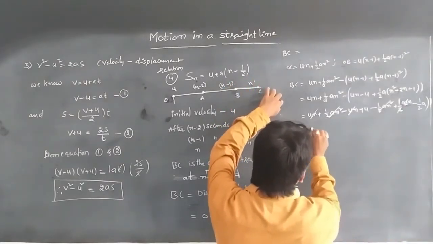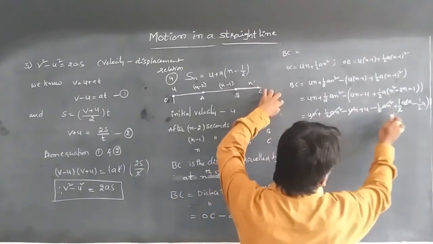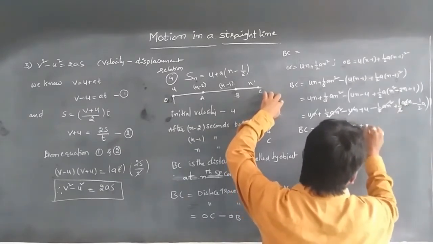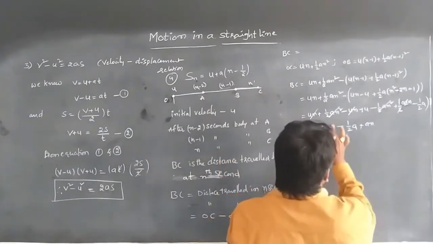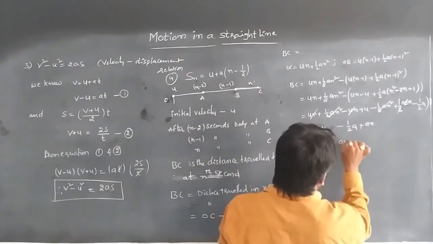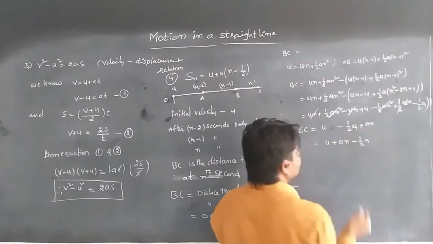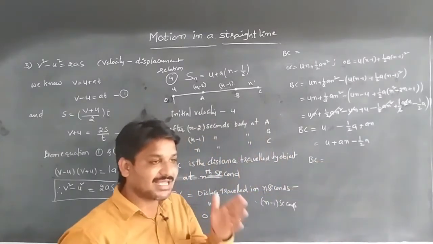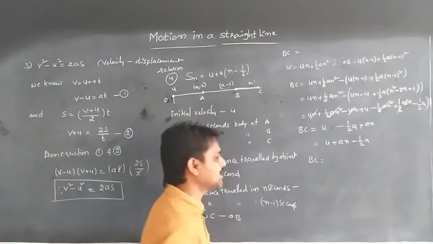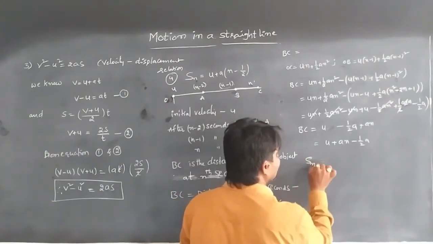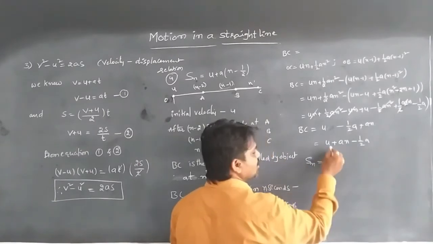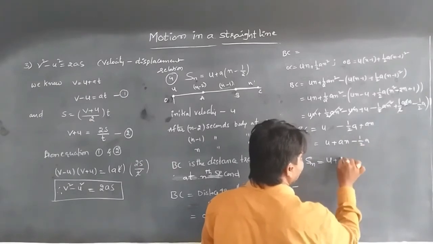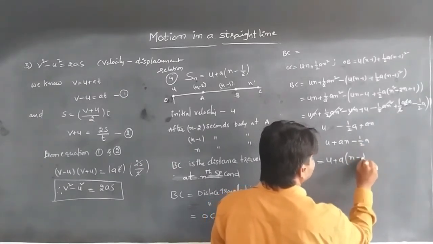Here BC is equal to u minus 1 by 2a plus an, or we can also write that as u plus an minus 1 by 2a. So from that formula, BC means the distance travelled by a body at nth second. That's why Sn, the distance travelled at nth second, is equal to u plus a, as a is the same in both terms, so we are taking a common, a of n minus 1 by 2.